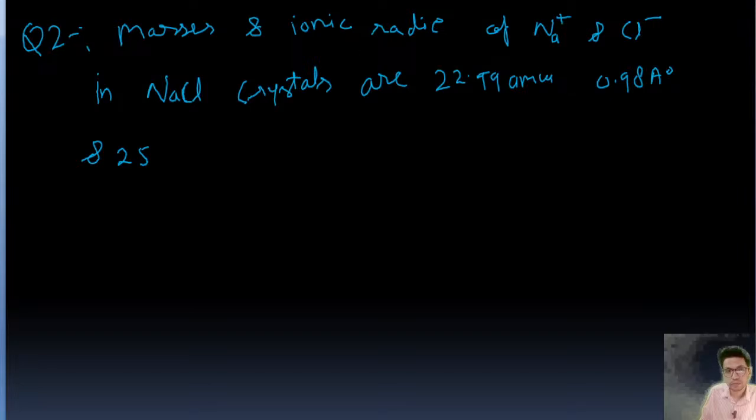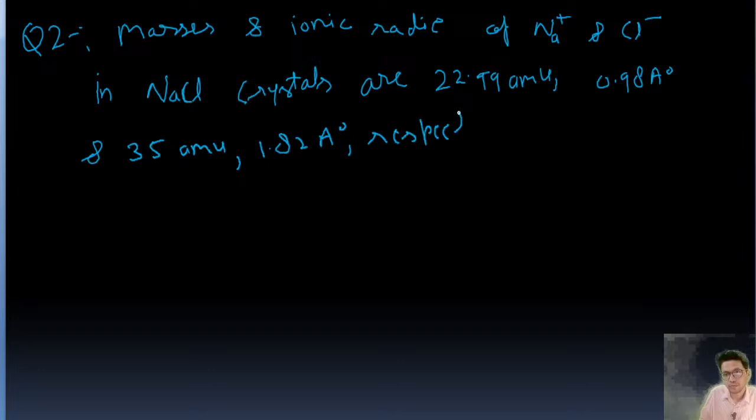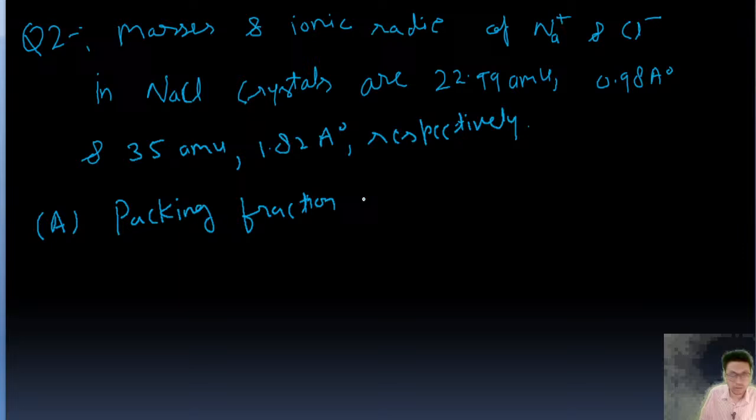35 AMU, atomic mass unit, comma 1 angstrom, respectively. Packing fraction of NaCl. So there are two parts of this question. The first part is we have to find the packing fraction of NaCl. Okay, first this we need to find out.